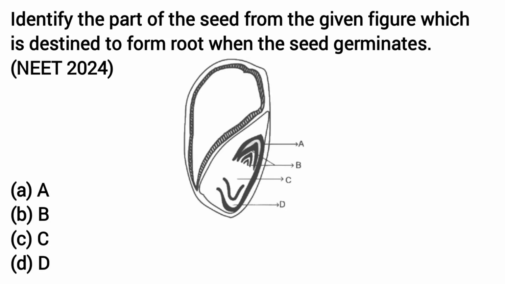We'll move on to the next question, that is identify the part of the seed from the given figure which is destined to form a root when the seeds germinate. Yeah, it's an easy and direct question. You know that roots are formed from the radicle part of the seed. So the radicle part of the seed itself develops into root when the seed germinates. And in the given figure, the C represents the radicle. So option C is the correct answer for this question.